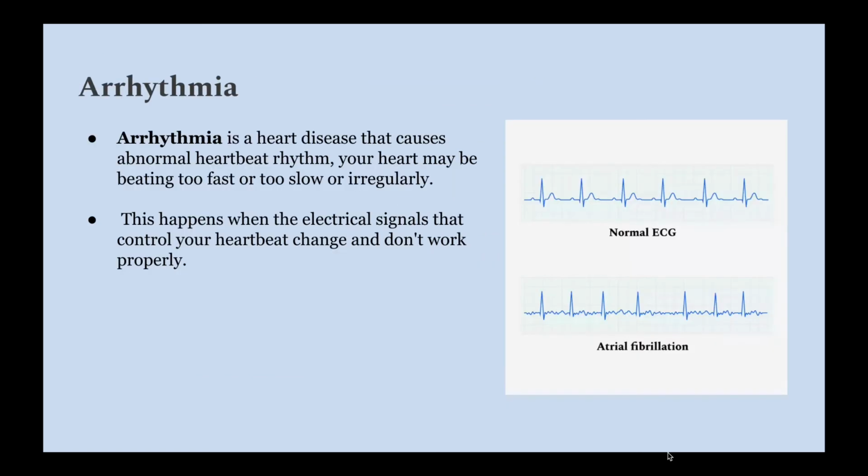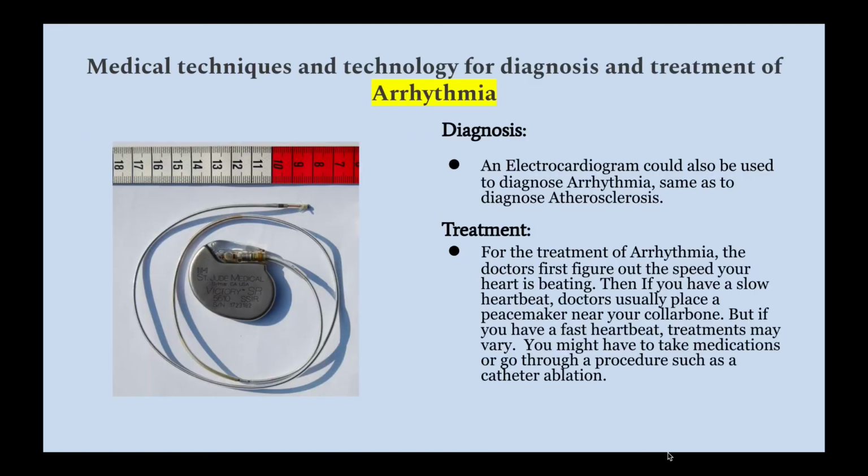Now we have arrhythmia. Arrhythmia is a heart disease that causes abnormal heartbeat rhythm. This happens when the electrical signals that control your heartbeat change and don't work properly. So an electrocardiogram could also be used to diagnose arrhythmia, same as to diagnose atherosclerosis.